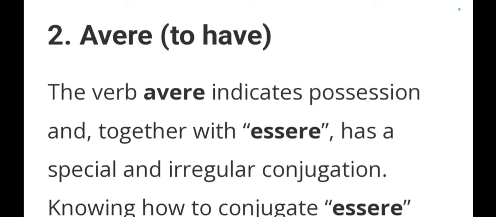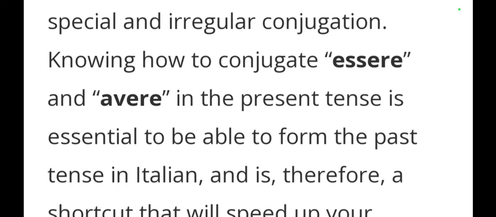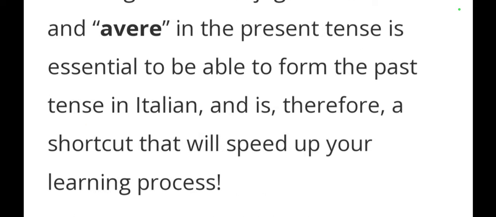Verb number 2 is avere. Avere, to have. The verb avere indicates possessions, and together with essere has a special and irregular conjugation. Knowing how to conjugate essere and avere in the present tense is essential to be able to form the past tense in Italian, and is therefore a shortcut that will speed up your learning process.